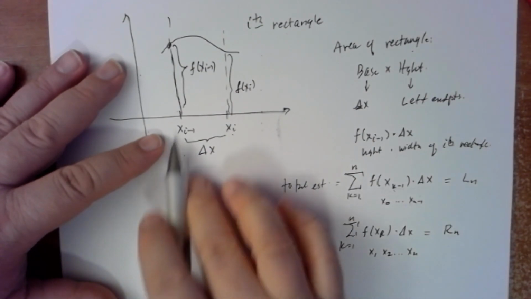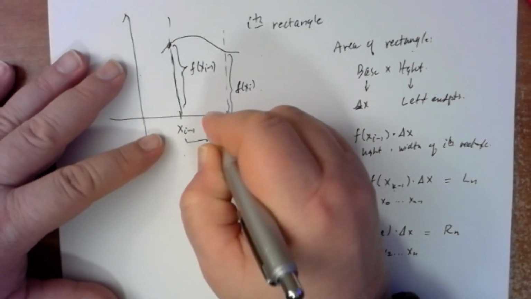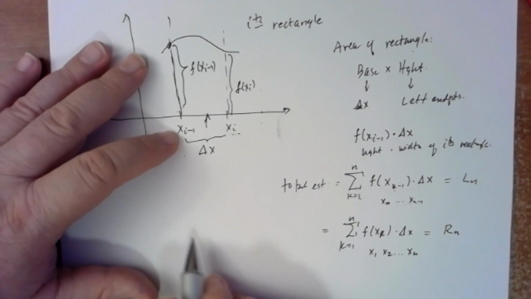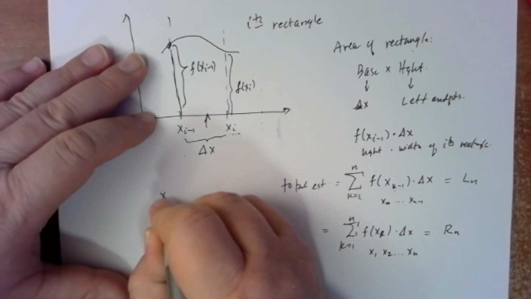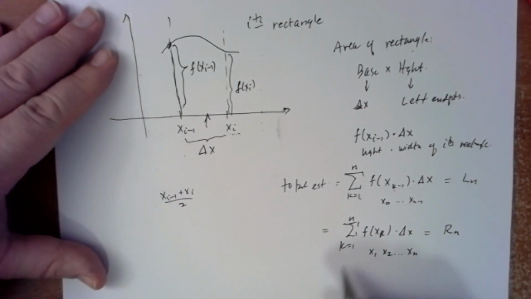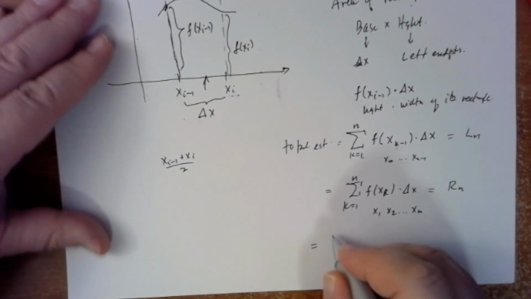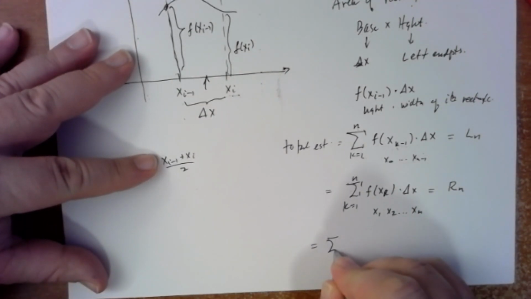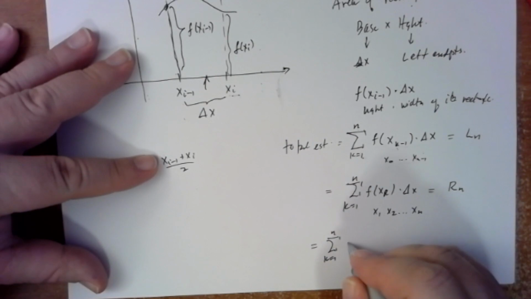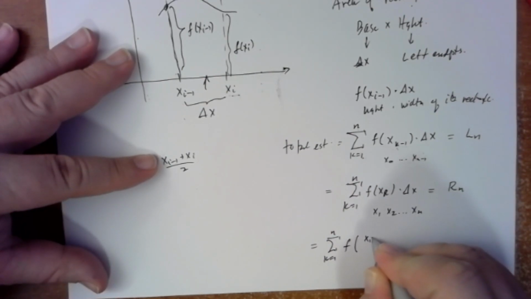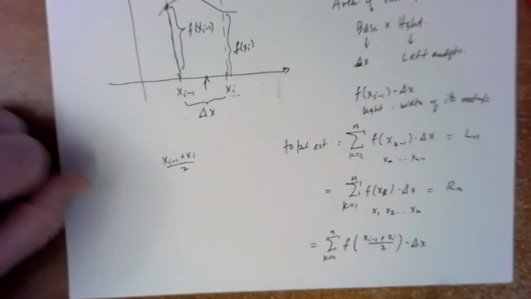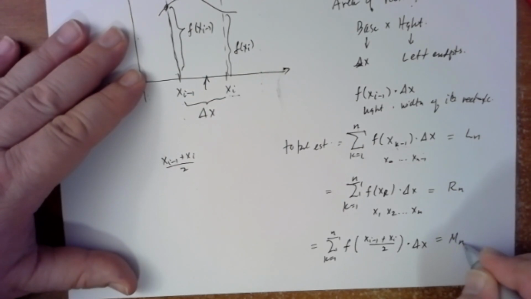And then how would you get midpoints? Well, the midpoint between x sub i minus 1 and x sub i would be x sub i minus 1 plus x sub i divided by 2. And so here then, for the midpoint formula, you could write it just straight down here. This is going to be going from k equals 1 to n. This is telling me which rectangle I'm on. And then I evaluate the function at my midpoint. And then I multiply by my width. Good. So this is M sub n.